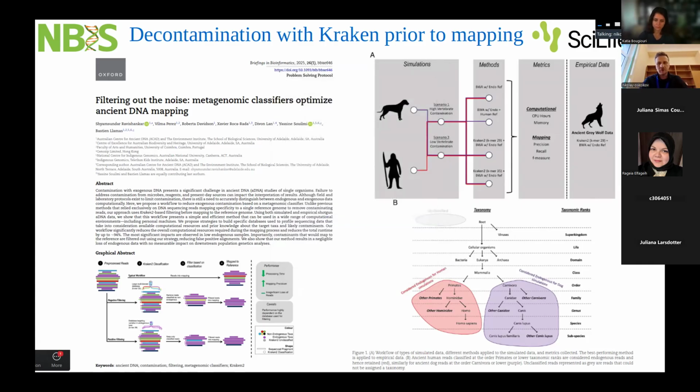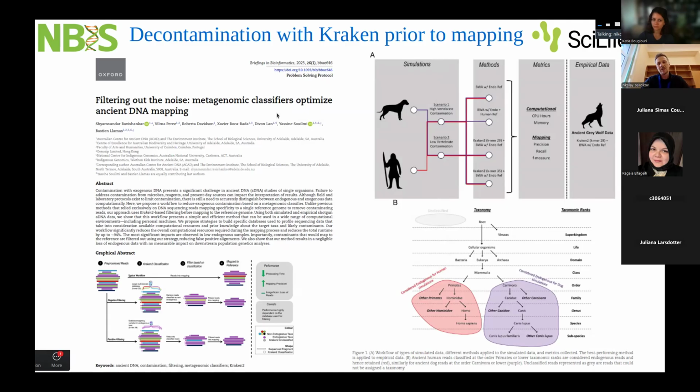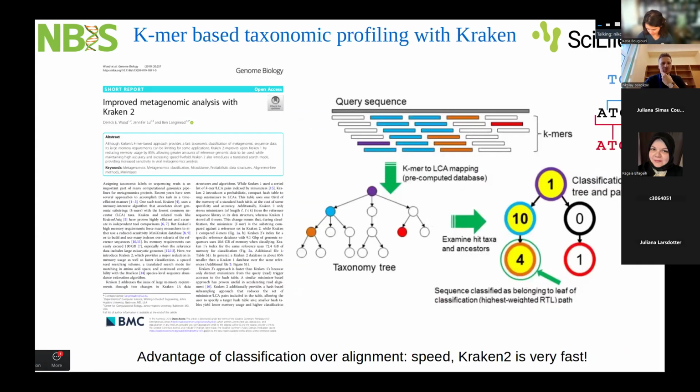Yes, let's go further. So I said that plugging in Kraken into any ancient DNA pipeline, I personally think it's a very good way to decontaminate your data. And again, Kraken is a metagenomic tool. I hope you can see that many of the steps that I'm advocating here all come from this metagenomic field. And if you're not into metagenomics, let me tell you a few words about what Kraken is and how it works.